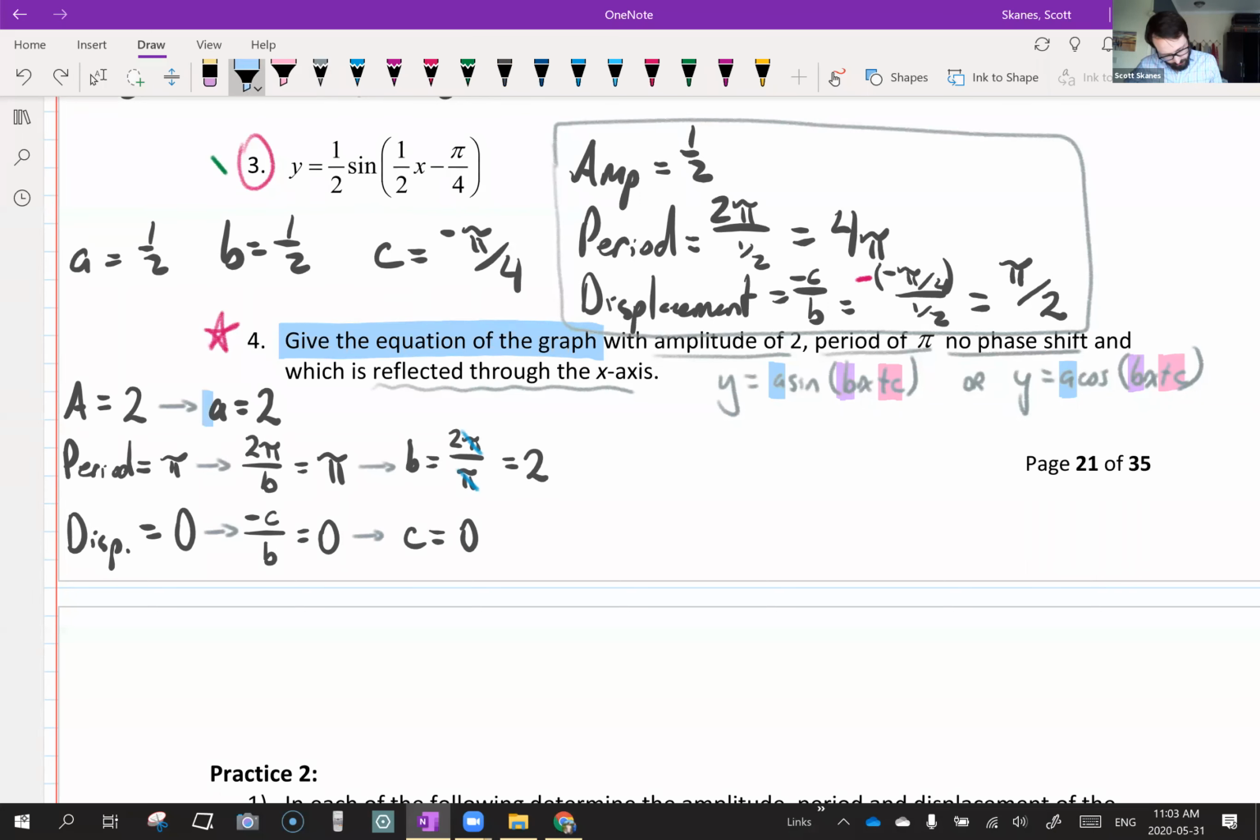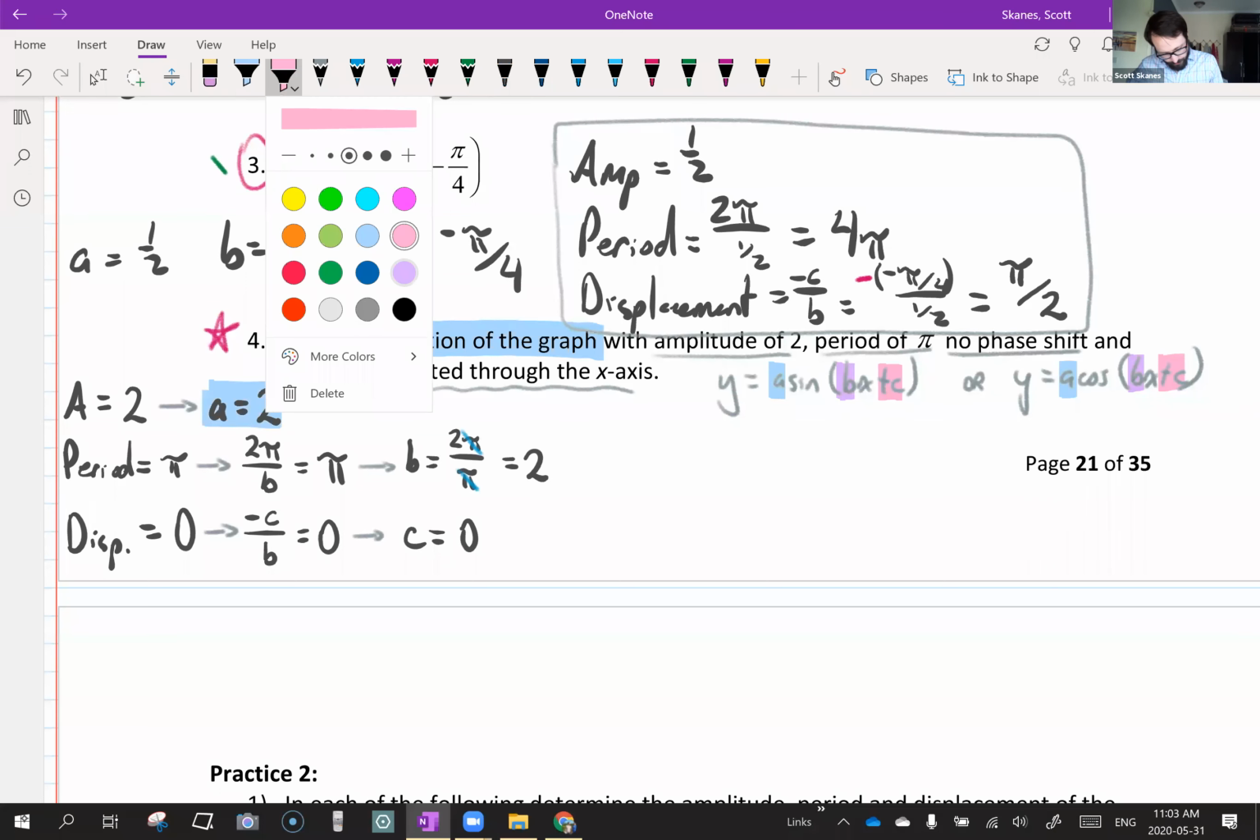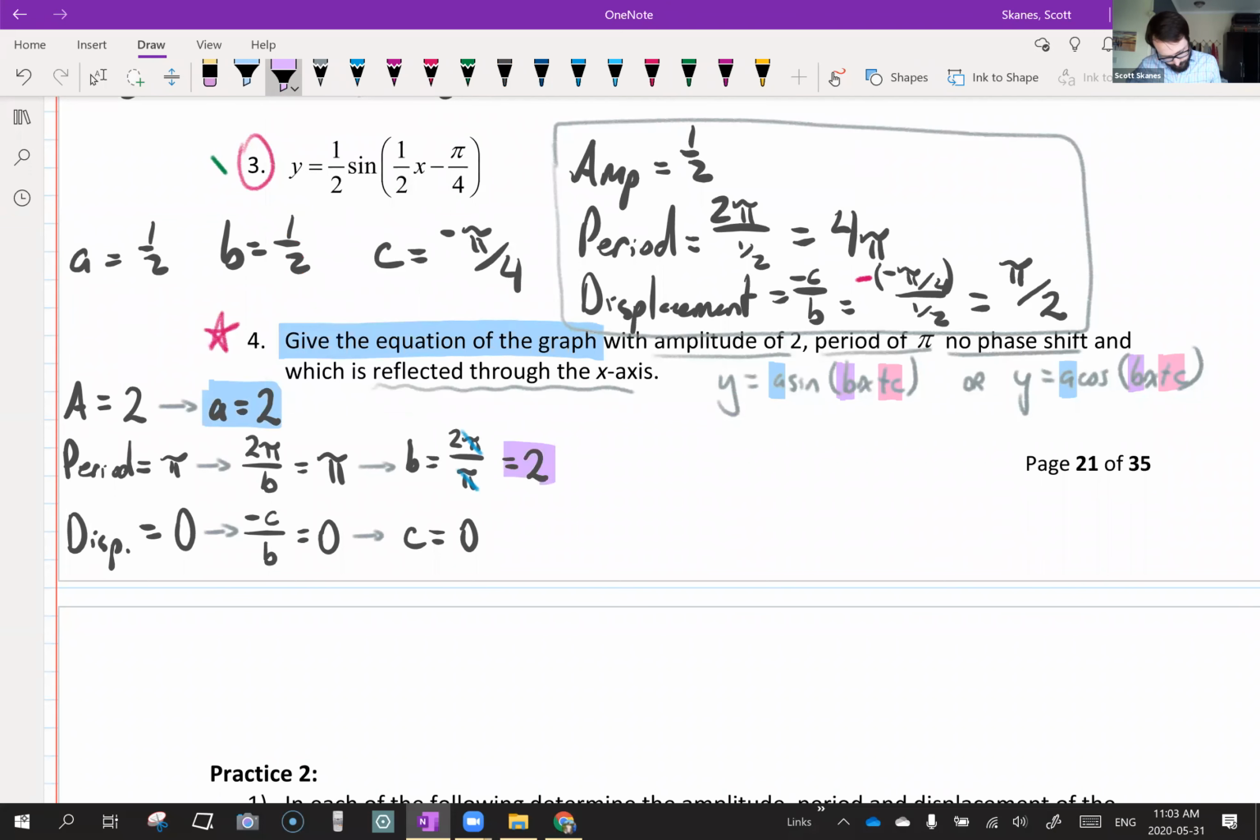Let me just color code it. Hopefully it doesn't make it more complicated. I'm just going to build equations with those 3 pieces. It should be simple. So y is A sine 2x plus c, well, plus 0. So done. If you want to know where each piece came from, this is our A, this is our B, and it's done.